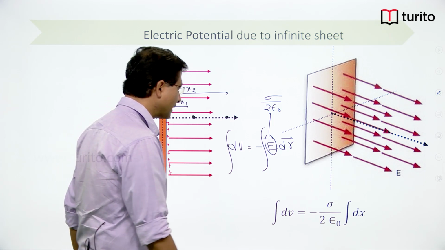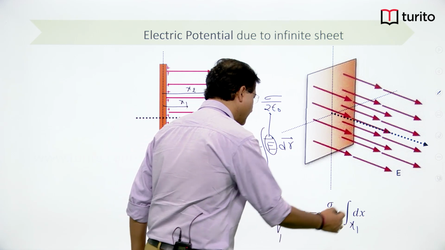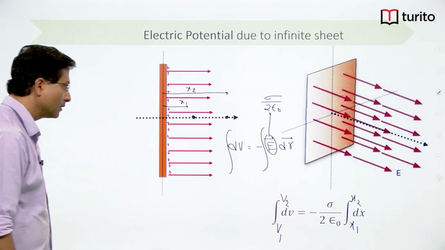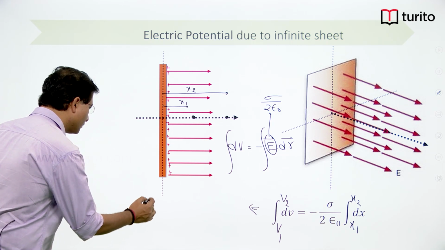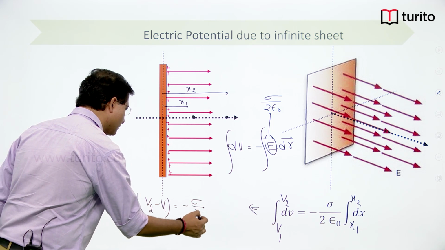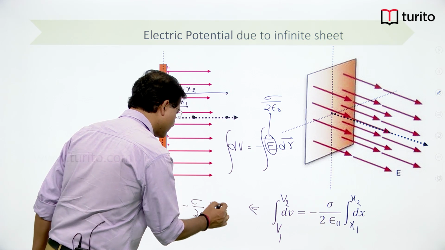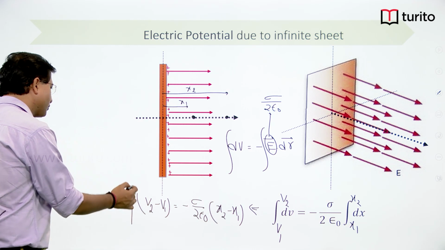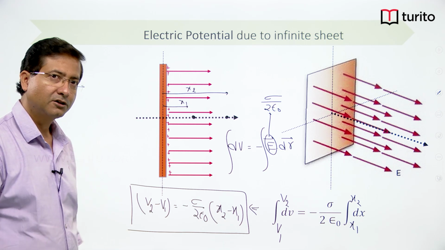Now, at x1 if potential is V1 and at x2 if potential is V2, and I simplify this one, then I will get V2 minus V1 is equal to minus sigma upon 2 epsilon naught in bracket x2 minus x1. So, this is the way we write the potential difference between 2 points in front of an infinite sheet, right.